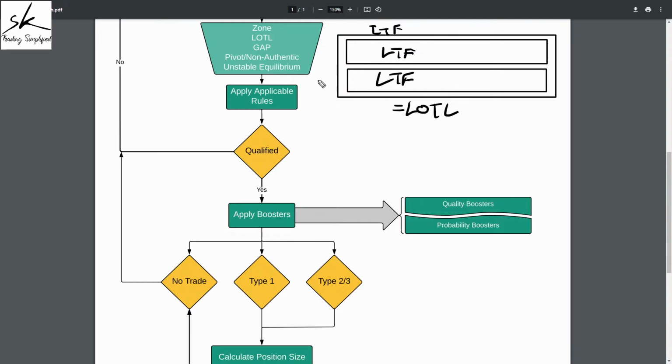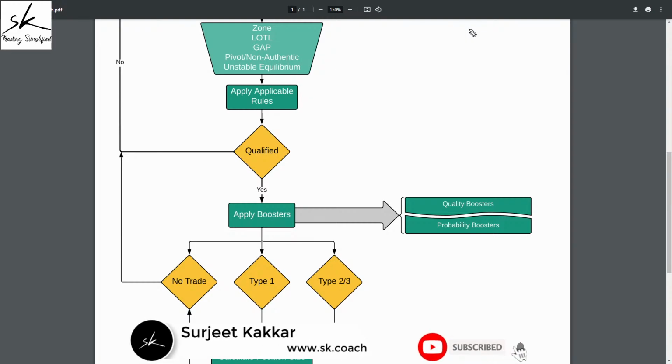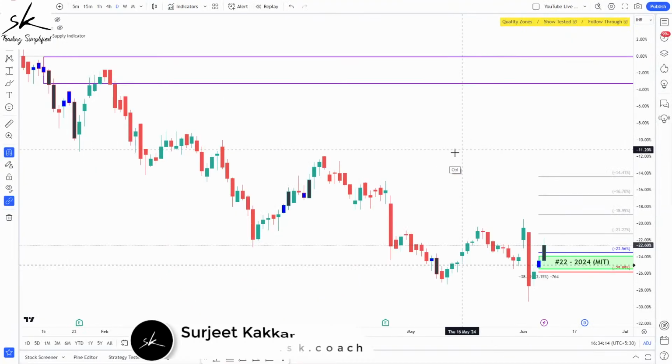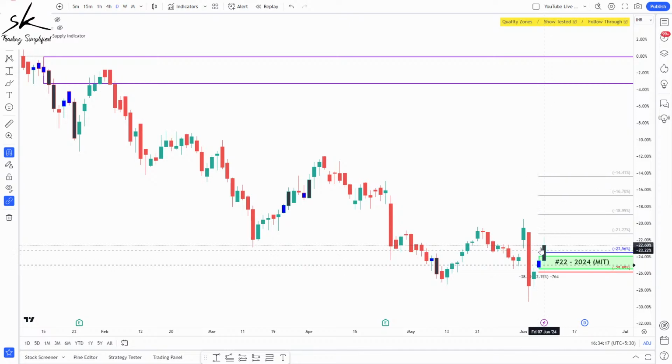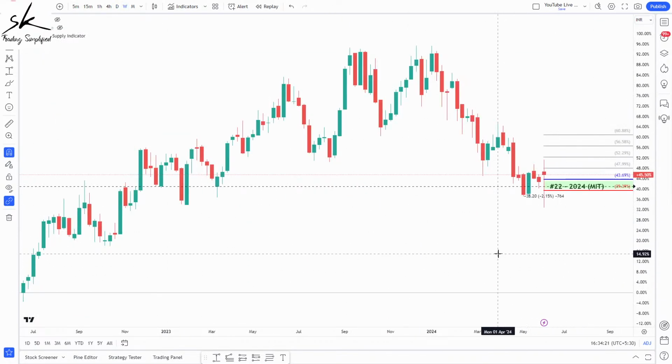And from this, you can also understand that to be a case of level on top of level, my lower time frame zone has to be inside the intermediate, which we call coinciding. So if you have a coinciding level, it might be a case of level on top of level. But if you don't have a coinciding level, it cannot be a case of level on top of level. So let's verify that the zone we have identified, does it coincide with any intermediate time frame zone? And the answer is no.